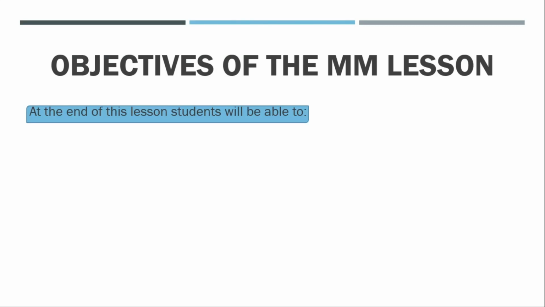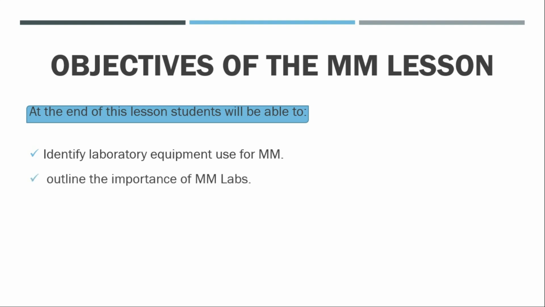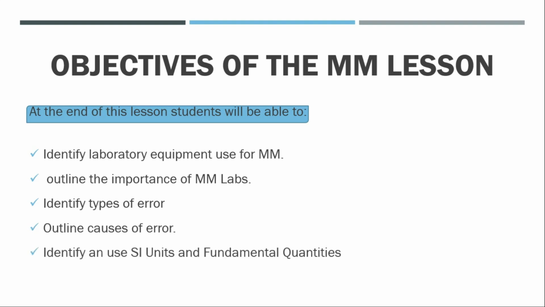So the objectives for this lesson: at the end of the lesson, students will be able to identify laboratory equipment as outlined in the syllabus, outline the importance of labs, identify types of errors, outline causes of error, identify and use SI units and fundamental quantities. So these are some of the things we're expecting to cover in this lesson.